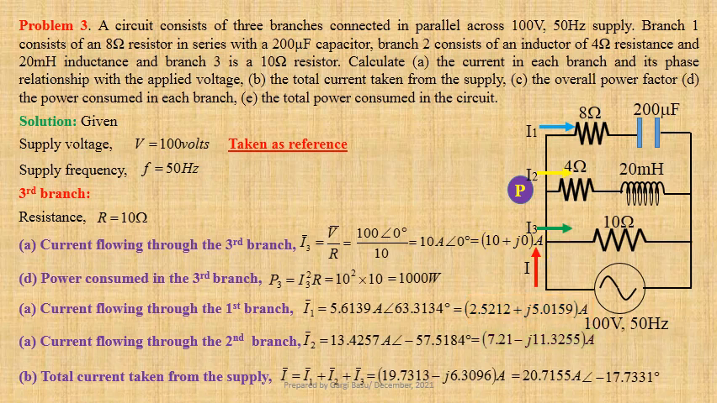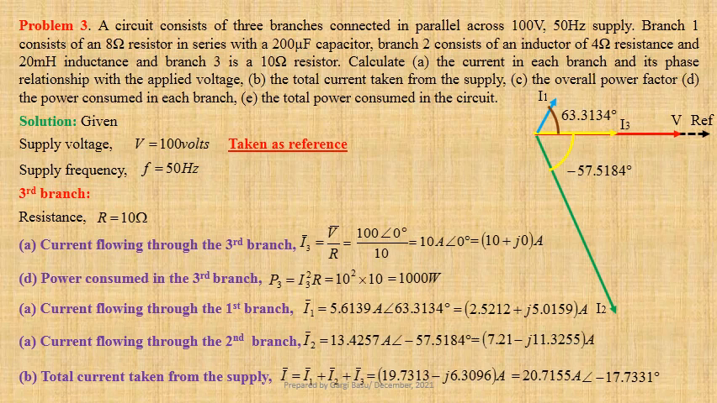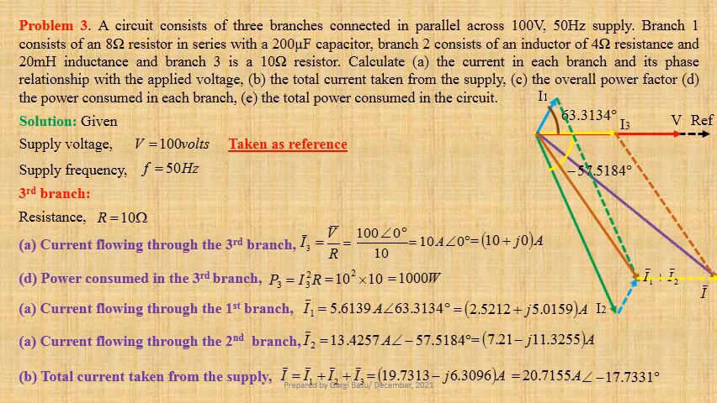Now let us draw the phasor diagram taking supply voltage V as reference. Current flowing through the first branch, I1 leads supply voltage V by an angle 63.3134 degree. Current flowing through the second branch, I2 lags supply voltage V by an angle 57.5184 degree. Current flowing through the third branch, I3 is in phase with supply voltage V. Let us first determine phasor sum of I1 and I2, then take phasor sum of this resultant phasor and I3.